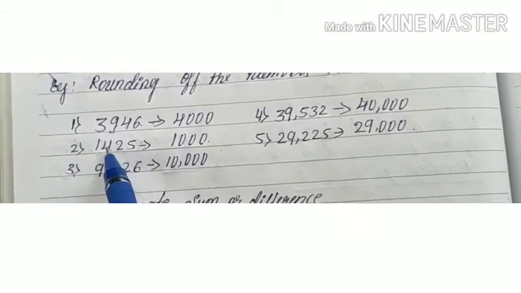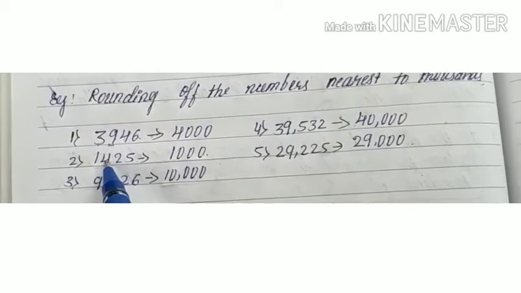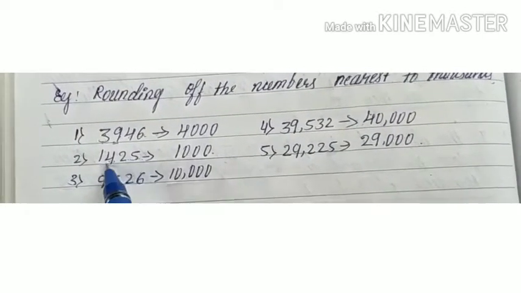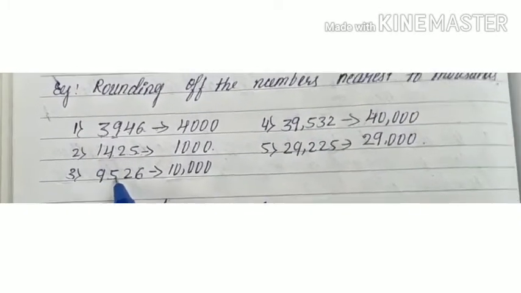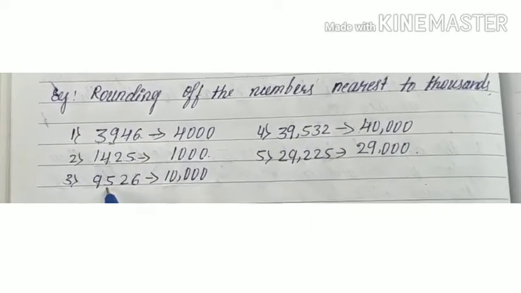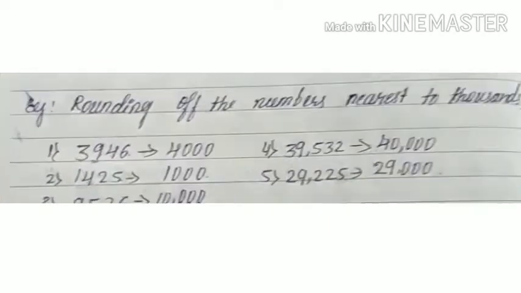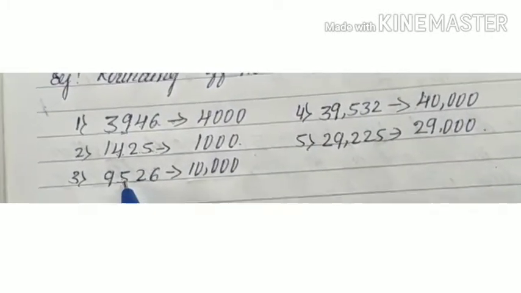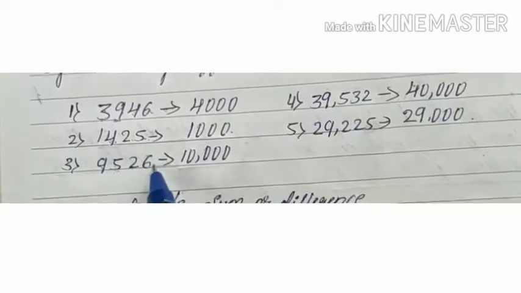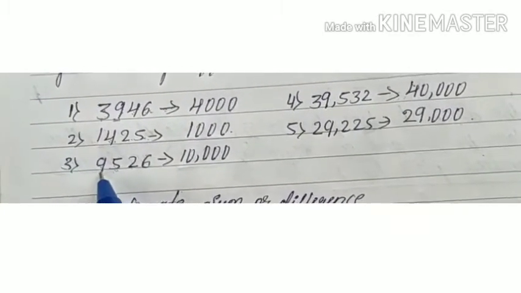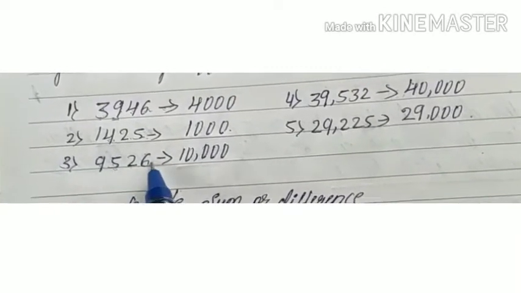1425. Here the hundreds place is less than 5, so you have to replace hundreds, tens and ones by 0 and keep the other digits as they are. 9526. Here the hundreds place is 5 or more than 5. You have to increase the thousands digit by 1. Here 5 is there, so you have to replace hundreds, tens and ones by 0 and increase 1000 by 1. 9 plus 1 is 10, so 10,000.